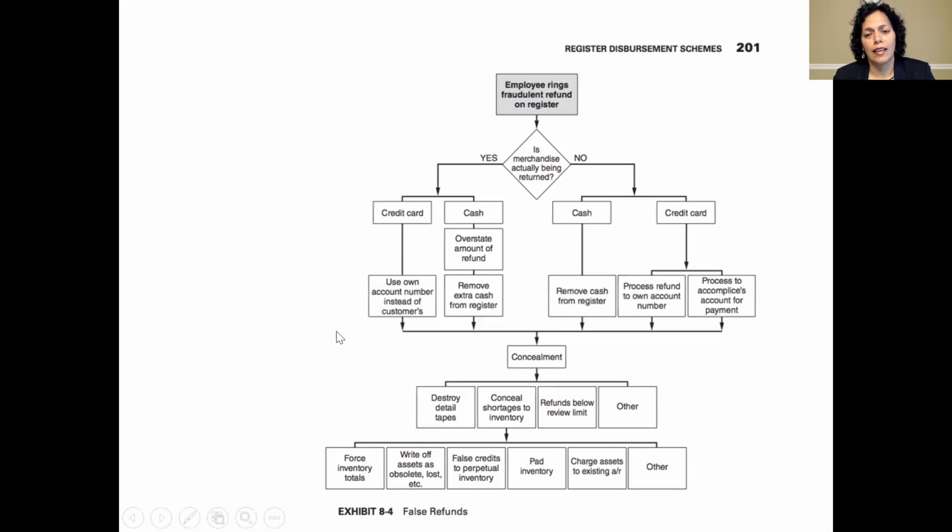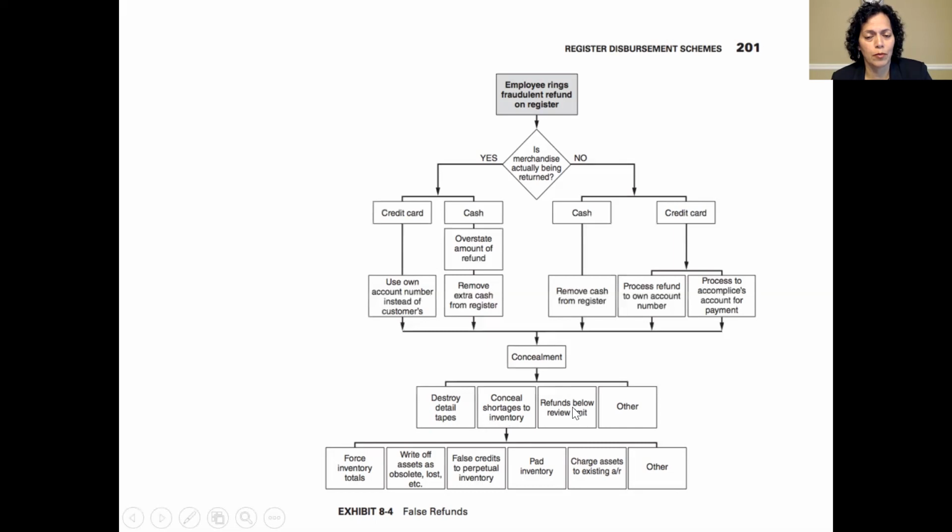Now, obviously, in any of these frauds, a fraudster is concerned about being caught, so they're going to conceal. How are they going to conceal their fraud? Well, the extreme case is you destroy all the detailed tapes. The second one is you conceal the shortage of inventory, so that when you're doing the inventory count, you fake the numbers so that it appears like you actually have the inventory.